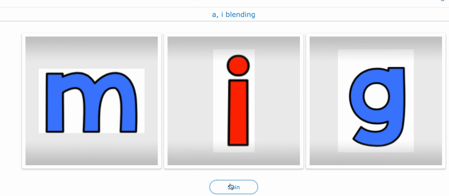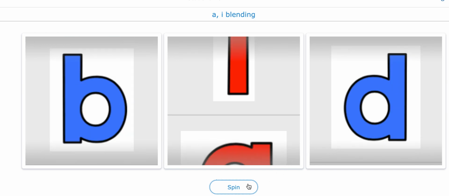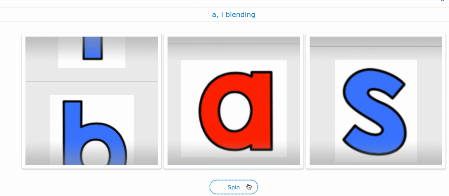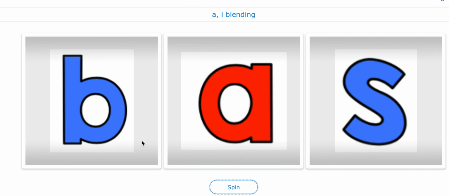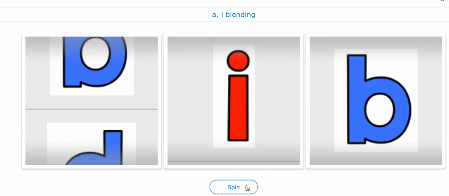All right, so like this one would be mig. So then you spin it again and you get bass. So that's how you do it. You take your pointer or your finger and you touch the letters and make the sounds as you do that. Let's do it one more time. This is so much fun.